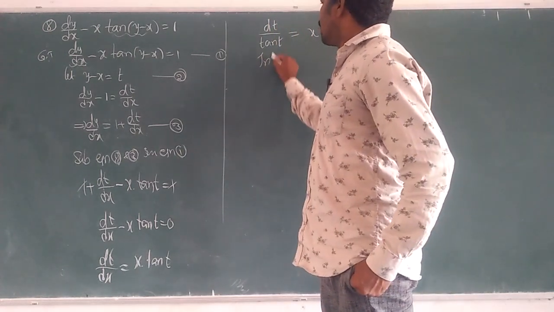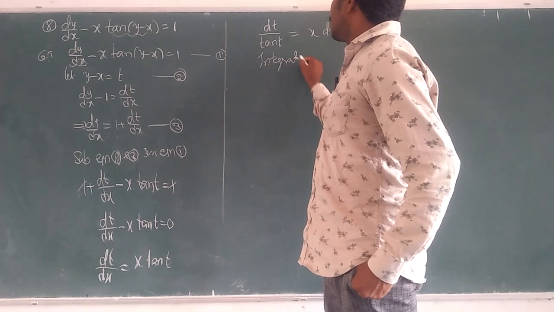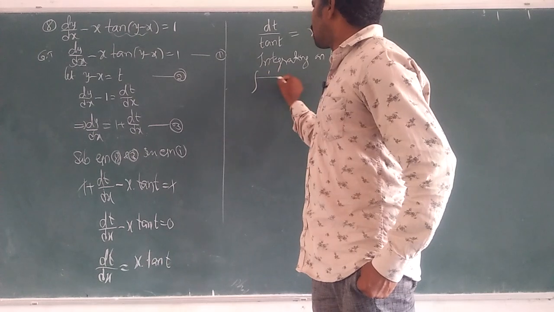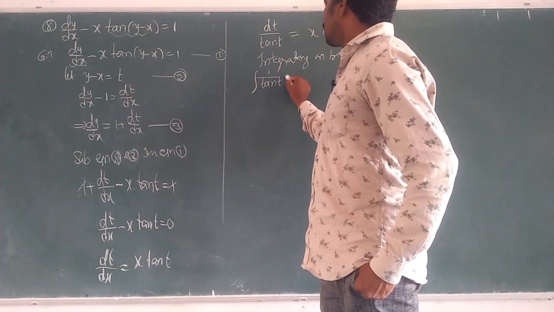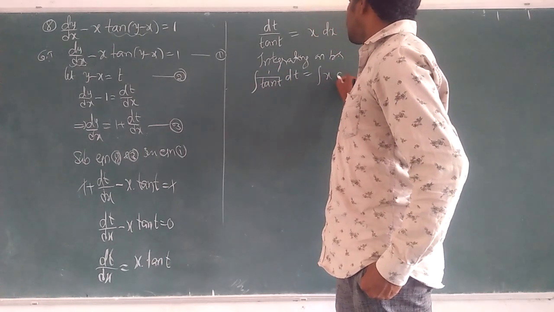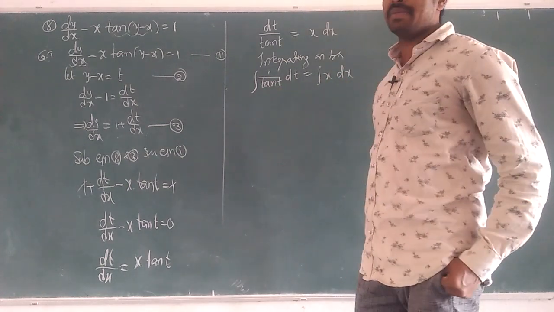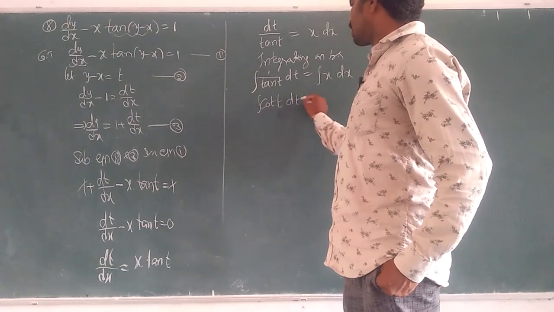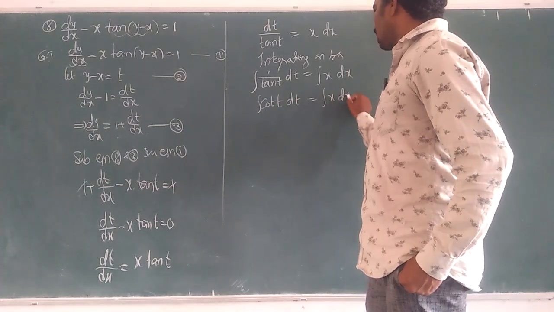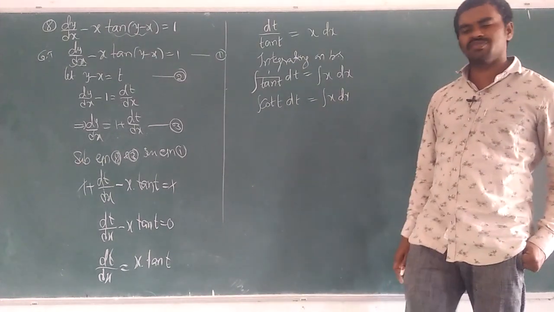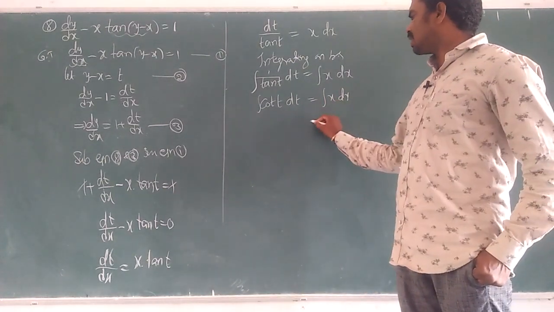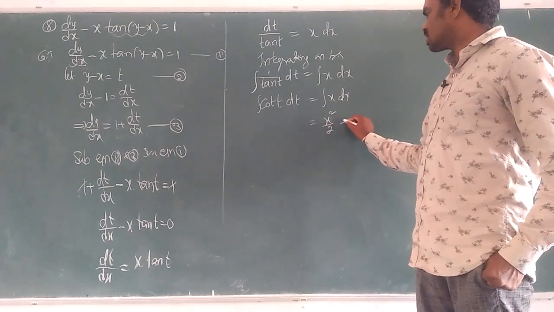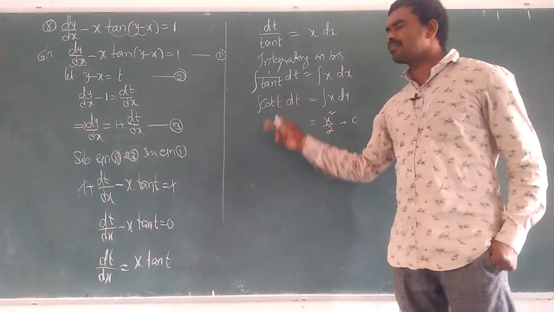Now the variables are separated. Immediately integrating on both sides: integration of 1 by tan t dt is equal to integration of x dx. Actually, 1 by tan t means cot t, and x dx. Now I am going to apply the integration formula. Integration of x means x power 1 plus 1 by 1 plus 1, that is x square by 2, plus a constant. What is the integration of cot x?